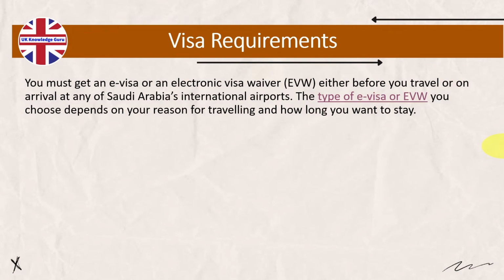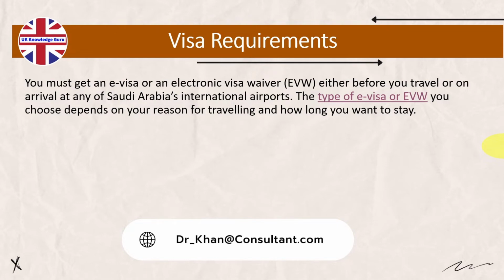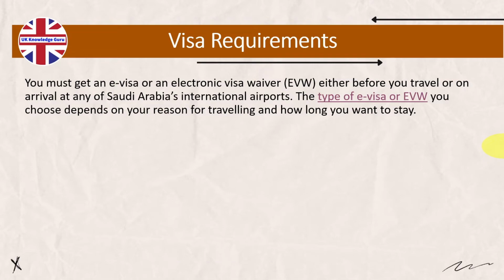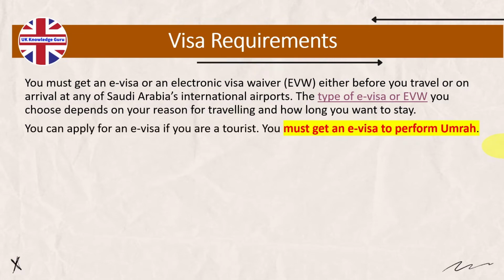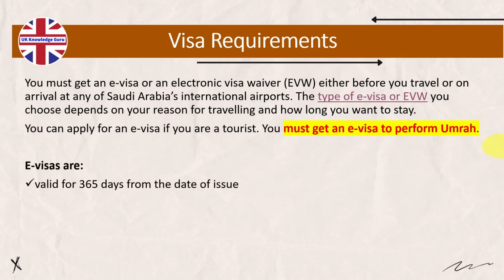You must get an e-visa or electronic visa waiver, which is known as EVW, either before you travel or when you arrive at any Saudi Arabia international airport. The type of e-visa you choose depends on the reason you are traveling. You can apply for an e-visa if you are a tourist. You must get an e-visa to perform Umrah. For tourists, you can apply online, but if you want to perform Umrah, you must have an e-visa. The e-visas are valid for 365 days from the date of issue. So it's valid for 1 year.